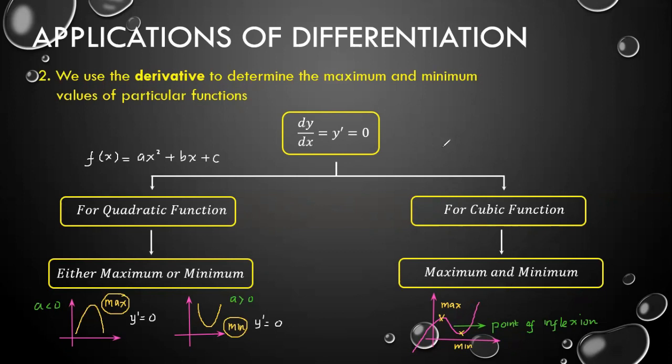Okay, now I want to write again the function of the cubic, this one, right? ax cubed plus bx squared plus cx plus d. Okay. Is it clear to you how to differ the quadratic function and the cubic function? And what is the difference in the application of differentiation?